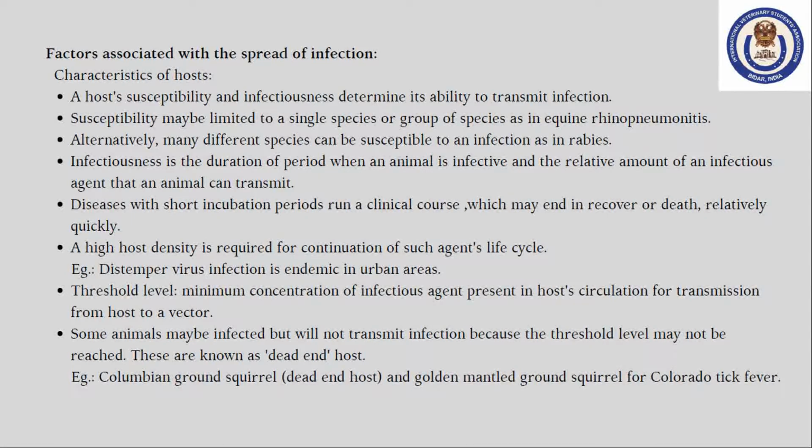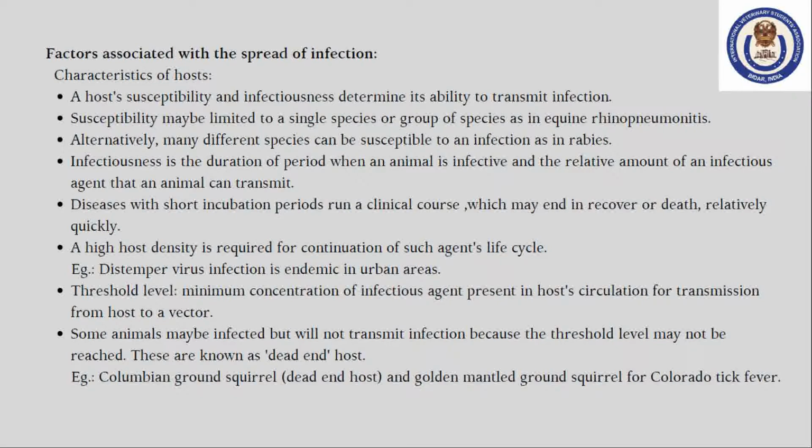Next is the threshold level. This is the minimum concentration of an infectious agent that should be present in a host circulation for the transmission from host to a vector. If this threshold level is not achieved, then there is no transmission of the infectious agent. Some animals can be infected, but they will not transmit the infection because the threshold level may not be reached. These types of hosts are known as dead end hosts.